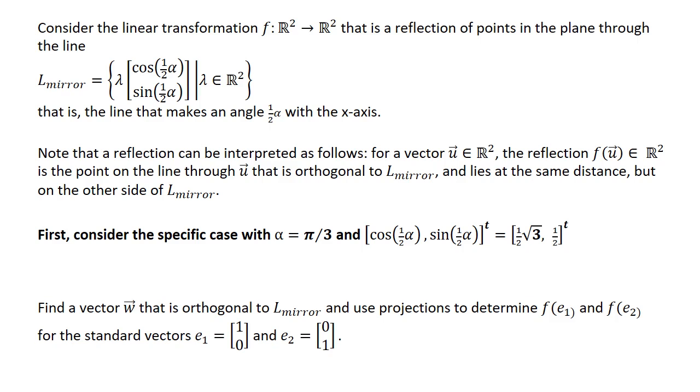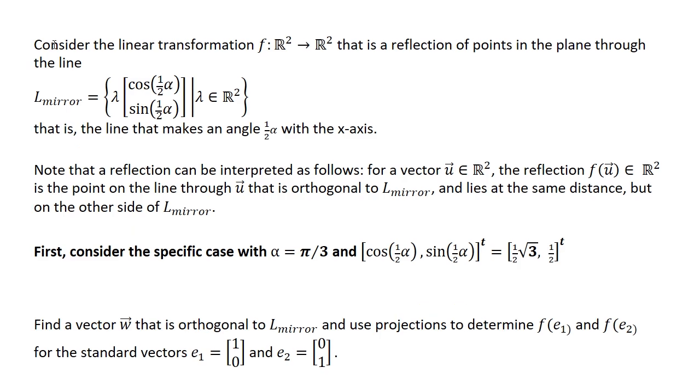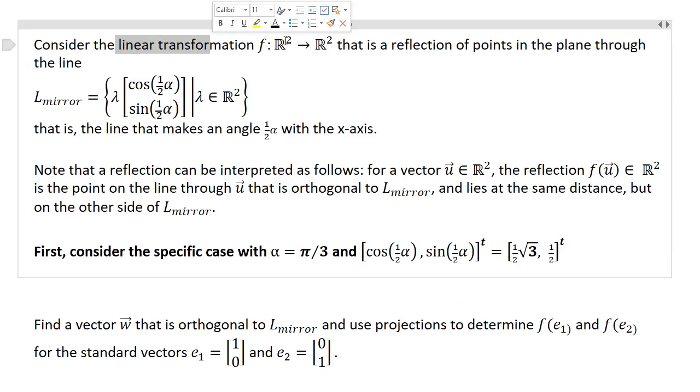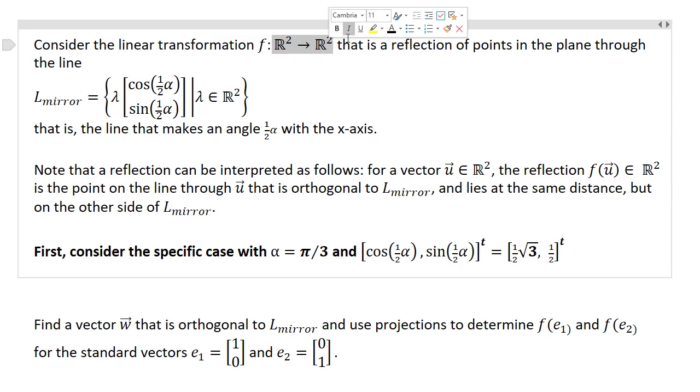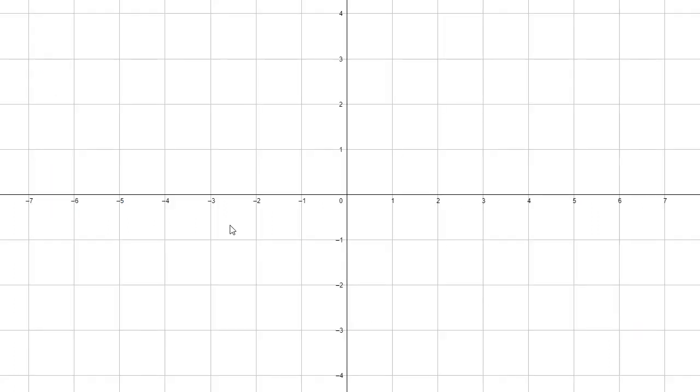Consider the linear transformation f from R2 to R2 that is a reflection of points in the plane through the line L mirror. That is, the line that makes an angle 1/2 alpha with the x-axis. So to break this down, we have a linear transformation f, which takes R2 to R2. So we know then that we can think about R2, which is this here.